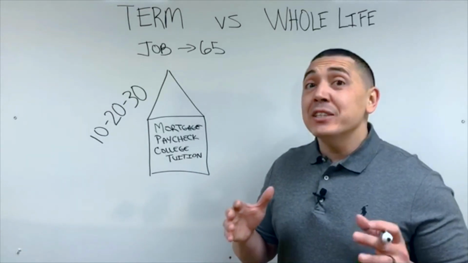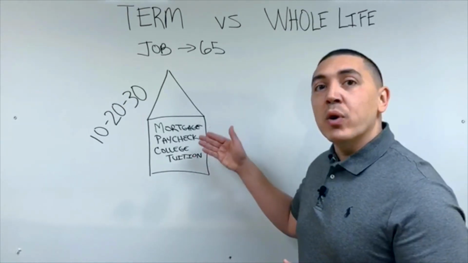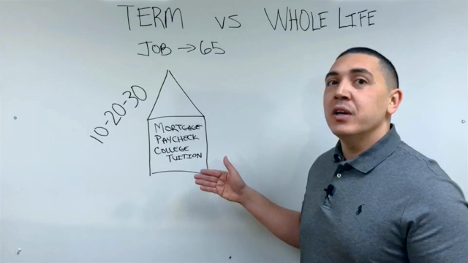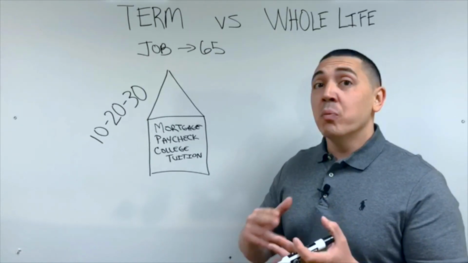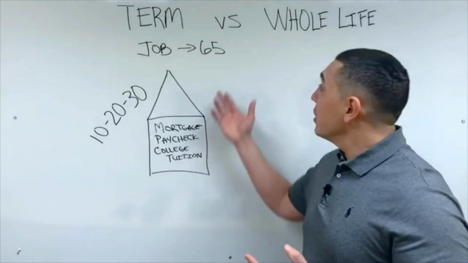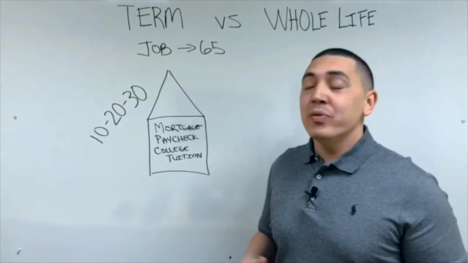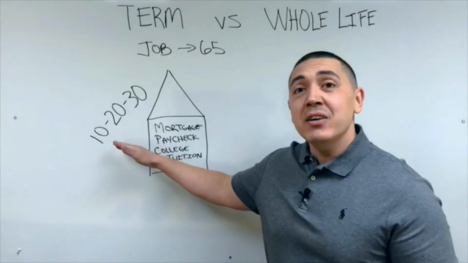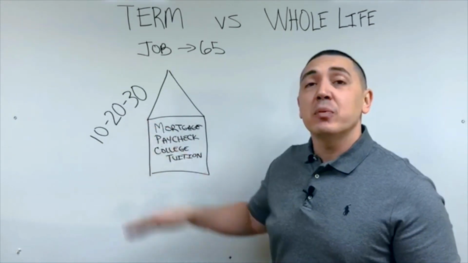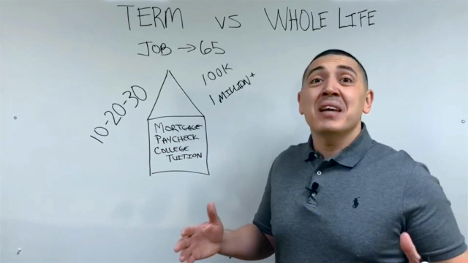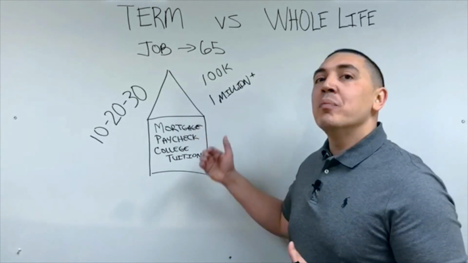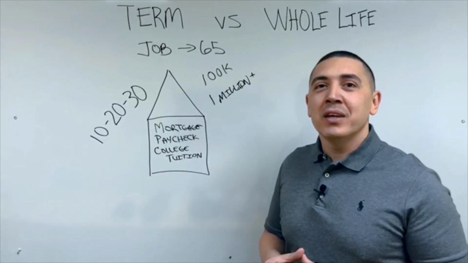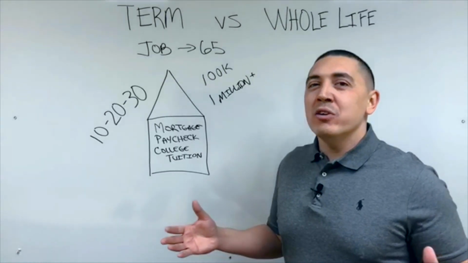The reason why we get term insurance is to protect things like your mortgage, your paycheck, and college tuition. But eventually the kids are going to move out of the house, they're going to go to school, your mortgage is going to be paid off, and then eventually you're not going to be working anymore. So that's why term insurance is sold in a 10-year, a 20-year, and a 30-year period. Eventually, there's not going to be a need for that huge term insurance policy of $100,000 or $1 million of coverage. So what then do we do?